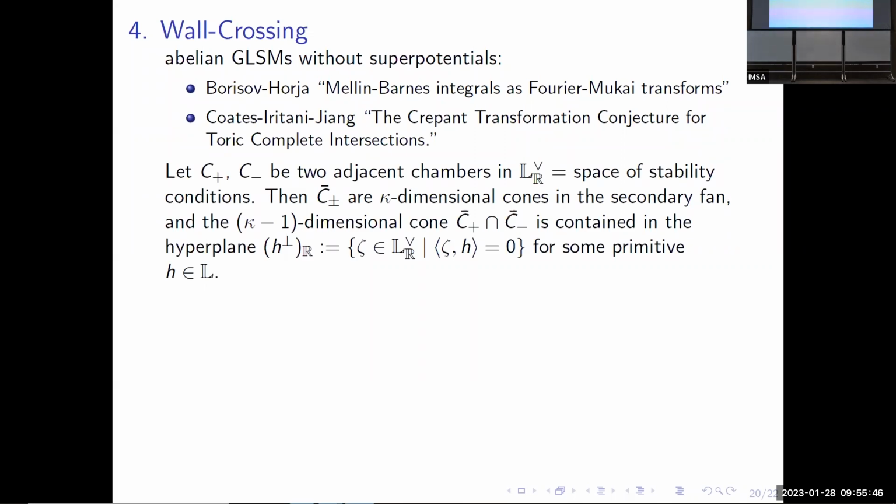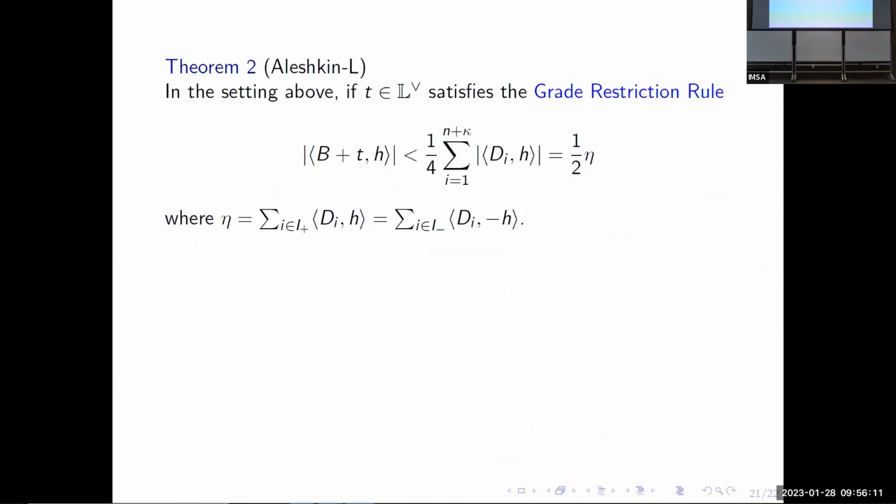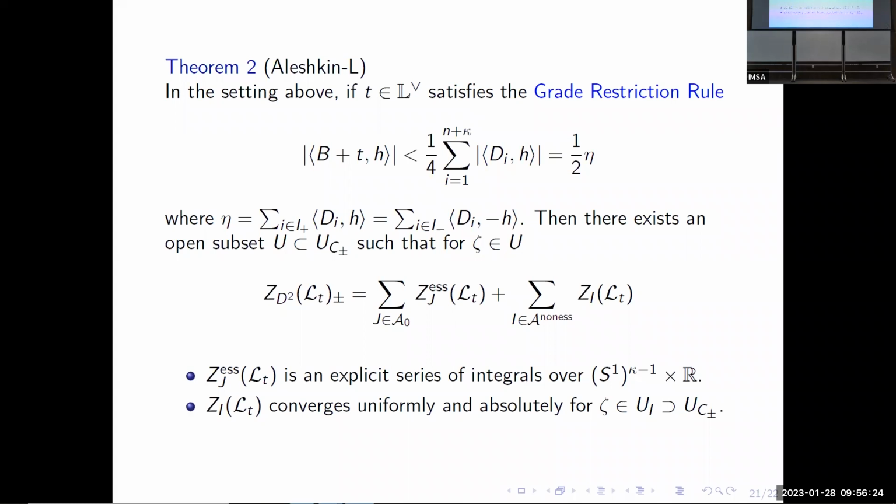So we consider, basically now you consider two adjacent chambers in the stability conditions or two top dimensional cones in the secondary fan, right? So, and then they intersect in some wall, and the wall is defined by some edge, which is co-character. So this is, these are some notations, but let's just look at, so the thing is, okay, so if T satisfy the great restriction rule, then so then in the positive and negative chamber, so in C plus and C minus, we have this expansion.